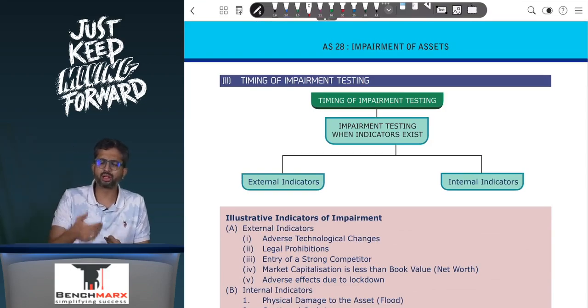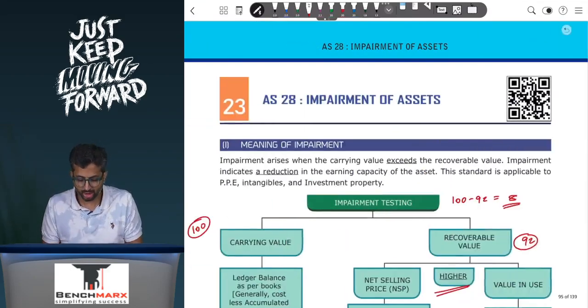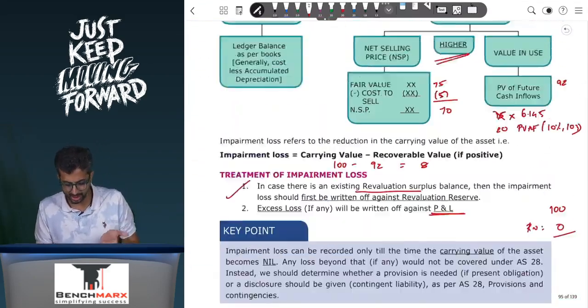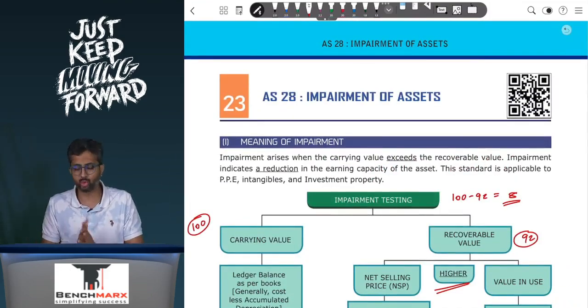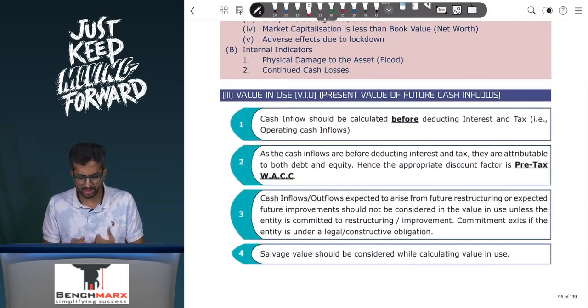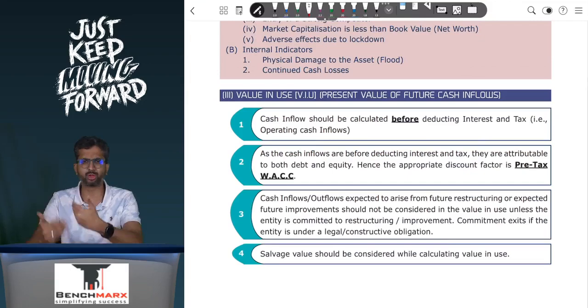Now, apart from that, there are a few other parts as well. We will discuss that, but mostly whatever questions come will come from this first page that you see over here. Most of the institute's questions are geared around that page only. Now, there is a possibility of additional adjustments in value in use. Value in use is the present value of future cash flows.